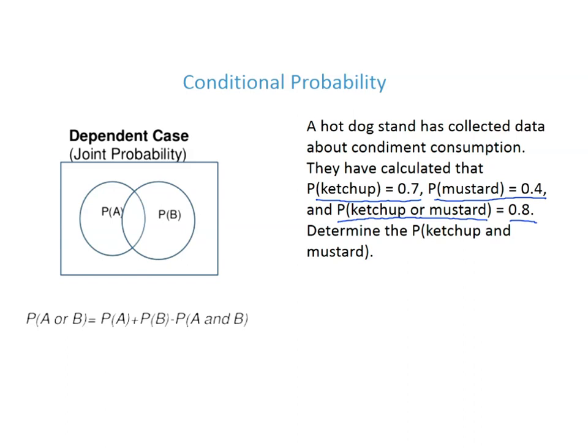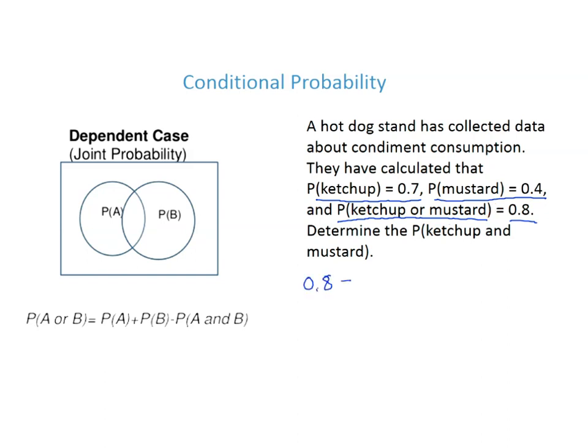So if you look at our formula, we're given a value for this part, and a value for this part, and this last part of the formula is what we're asked to find, the probability that they pick ketchup and mustard. So let's fill in our formula. It starts with the probability of picking A or B, which for us is the probability of picking ketchup or mustard. So that would be 0.8.